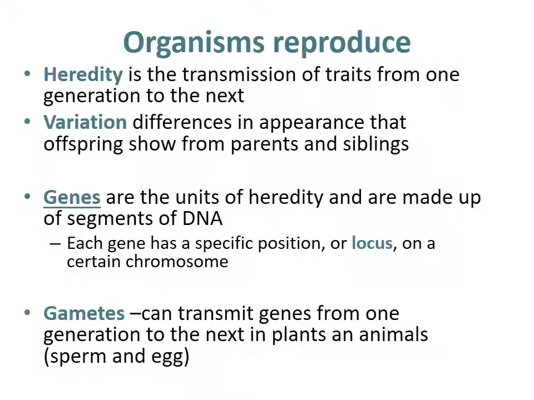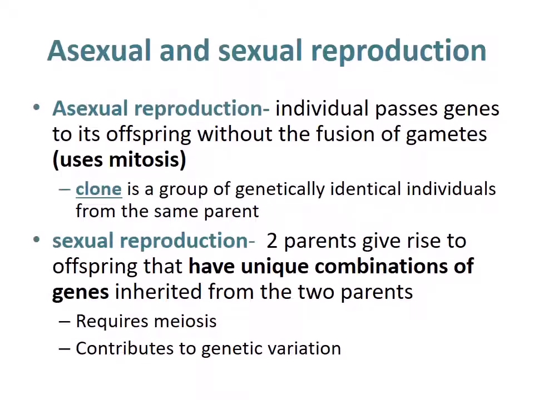As far as reproduction goes, reproduction could either be asexual or sexual. Asexual reproduction is when an individual passes genes to its offspring without the fusion of gametes, so they use mitosis. This produces a clone, which is a group of genetically identical individuals from the same parent. With sexual reproduction, you have two parents that give rise to offspring that have unique combinations of genes that are inherited from those parents. This requires meiosis, and this contributes to genetic variation.